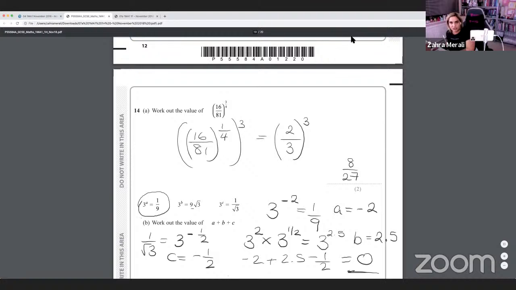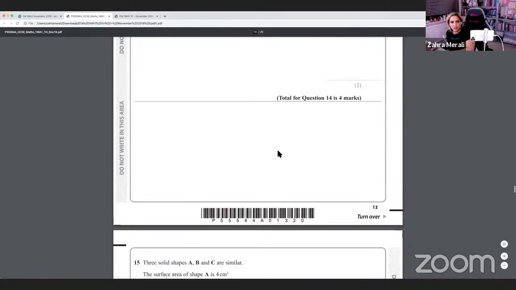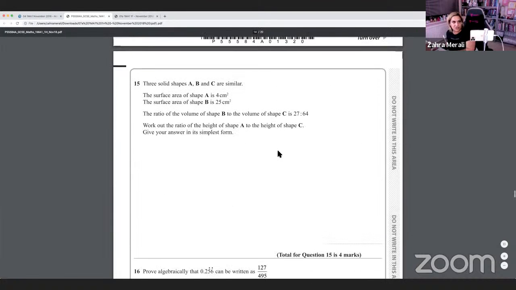Right, next question. We've got 3 solid shapes, A, B, and C. The surface area for shape A is 4, the surface area of B is 25, the ratio of volumes, and you want the ratio of heights.